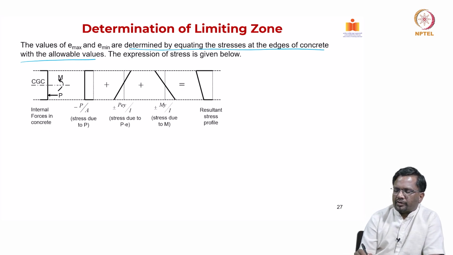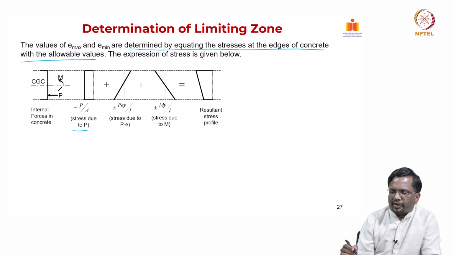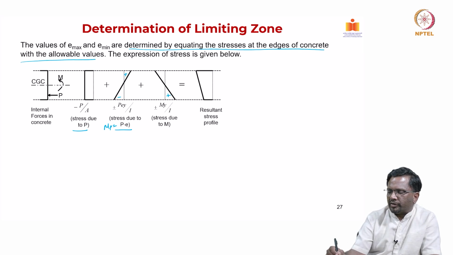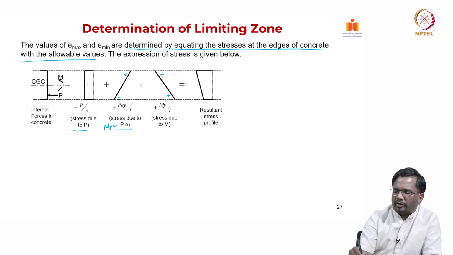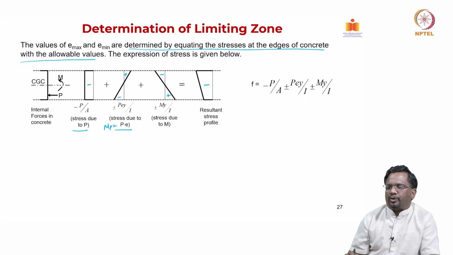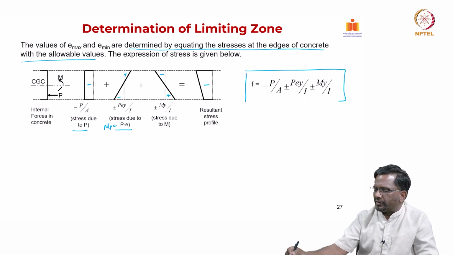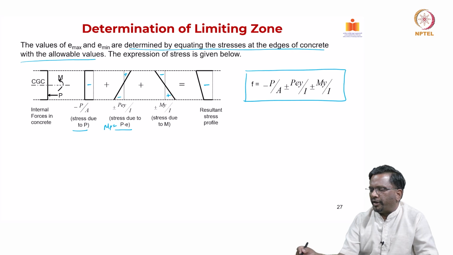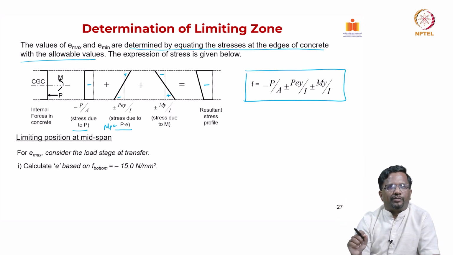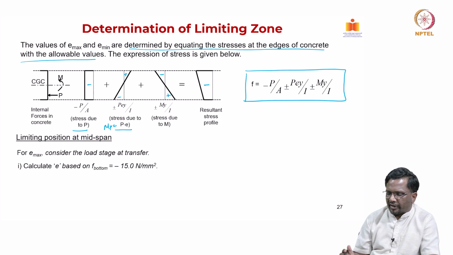These are the internal forces. The stress concept again we are using: P by A due to concentric pre-stress, due to moment MP which is equal to P into E. This will be negative and this will be positive, and due to load this will be positive, this will be negative here. We are assuming compression is negative. So, in a generic way we can write the stress at any point as minus P by A plus or minus PE into Y by I plus or minus My by I. Again, depending upon whether it is top or bottom the signs will change. Now, let us calculate using this.